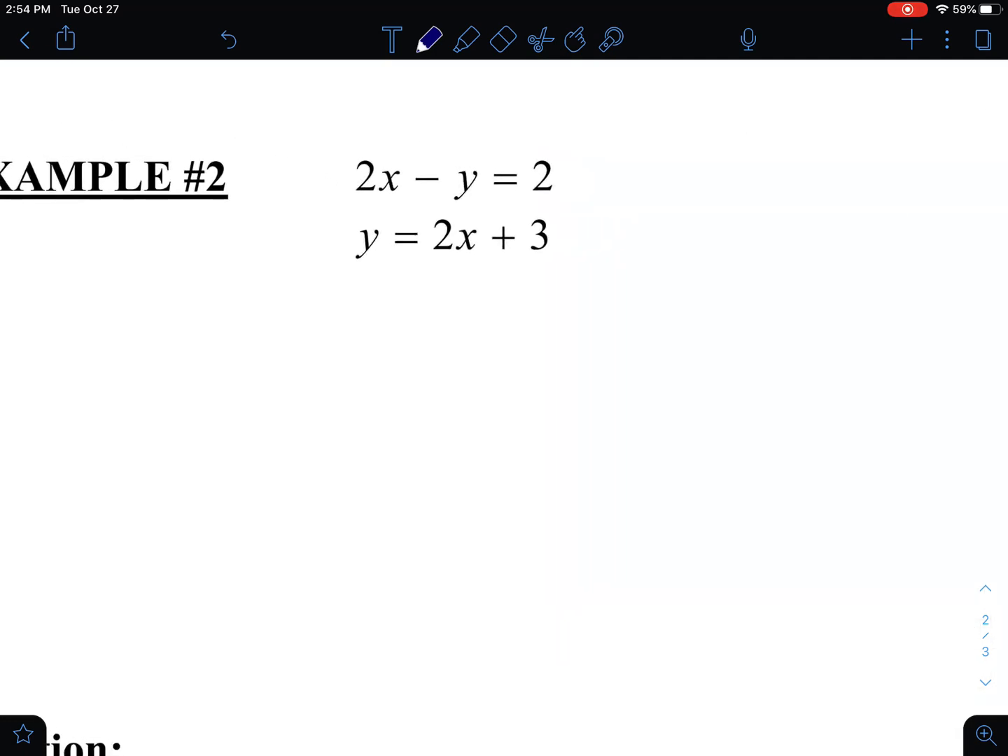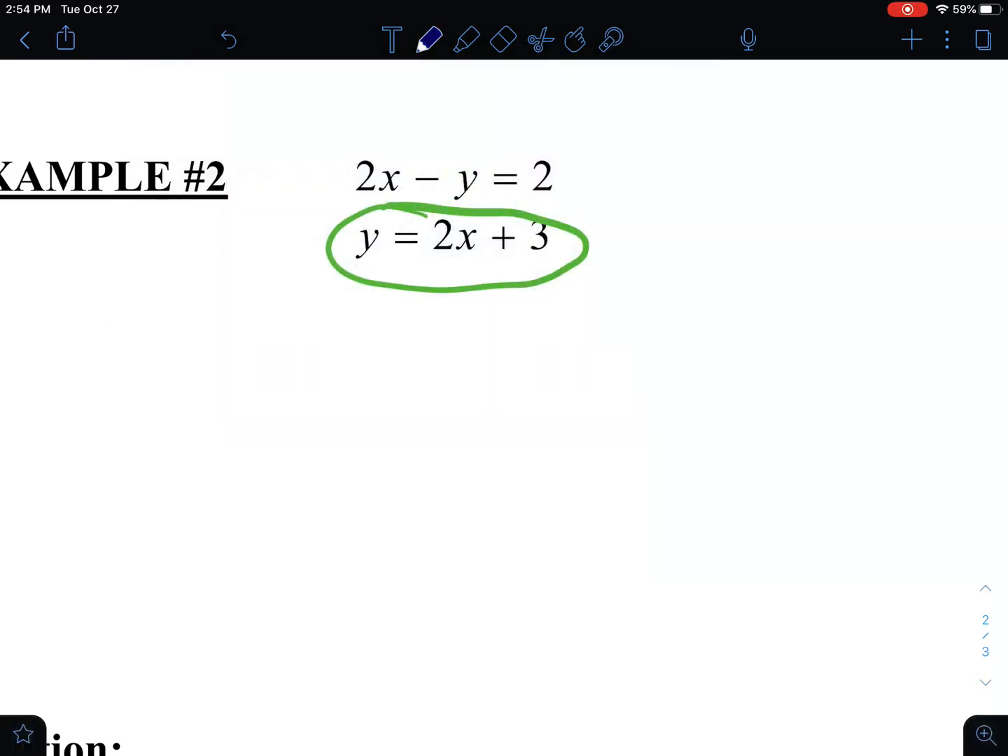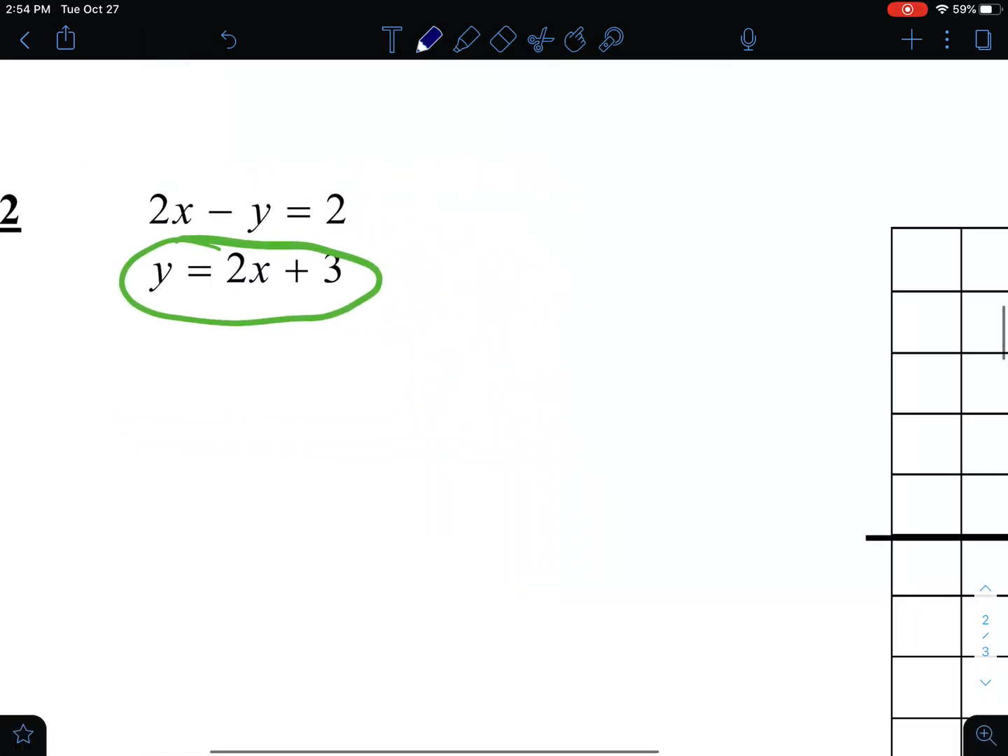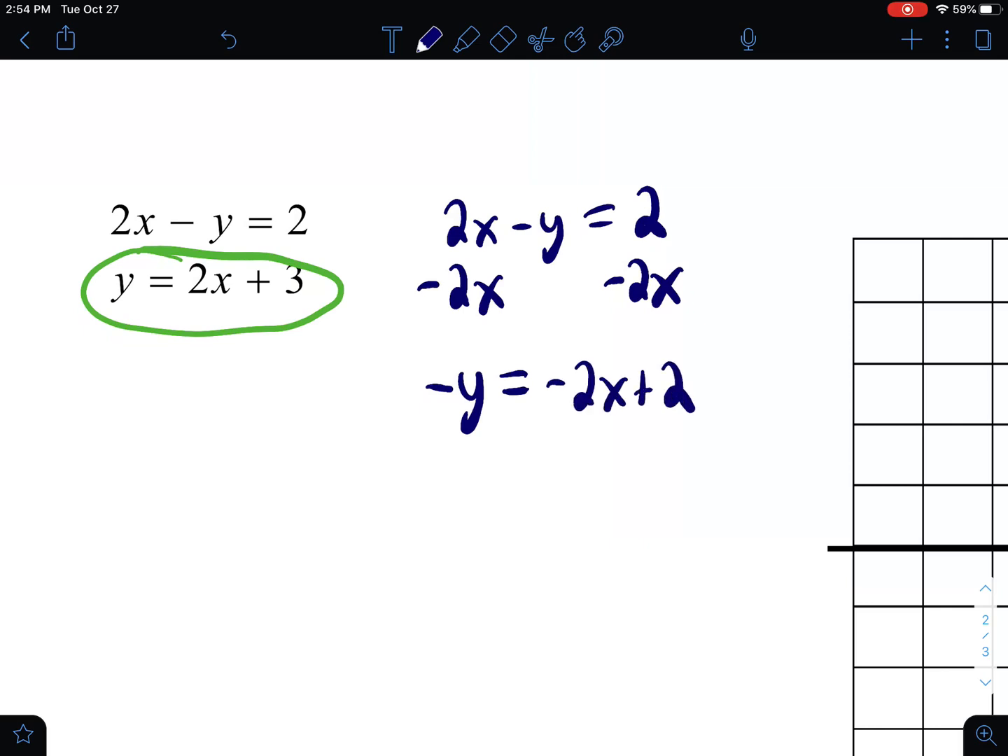So the bottom equation's good. Let's use green again for the bottom. That one's solved. We have to solve for the top equation. So we have 2x minus y equals 2. So how do I get y by itself here? What am I going to do? I'm going to subtract 2x. So I have negative y equals negative 2x plus 2. Now what do I do? Divide by negative 1.